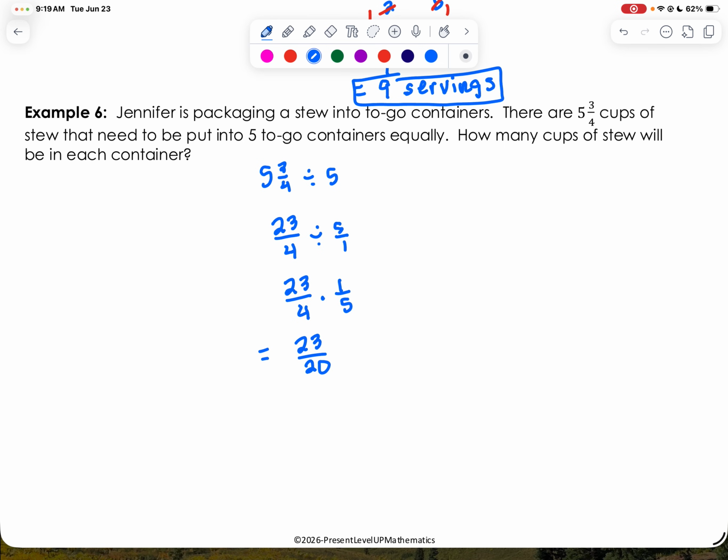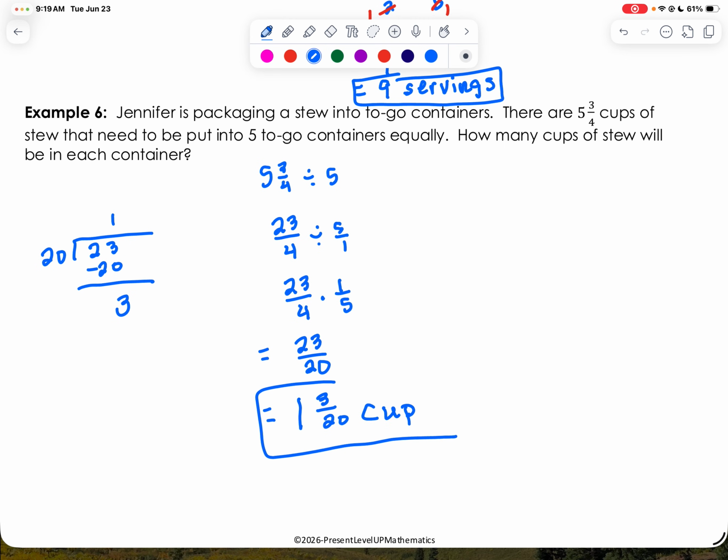And I'm going to write this as a mixed number. So 20 goes into 23 one time with the remainder of 3. So this would be 1 3/20 cup will go into each container. And that concludes today's lesson, dividing fractions.